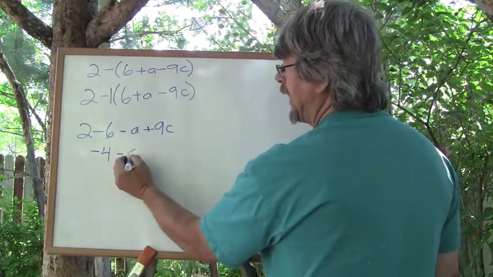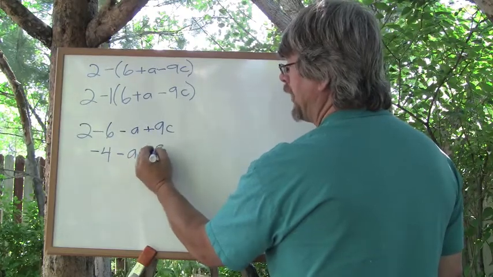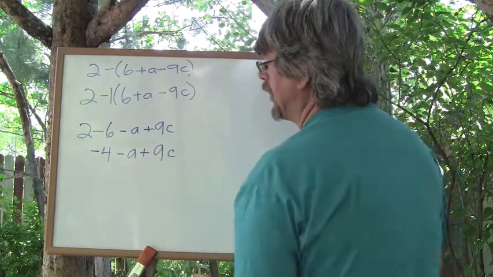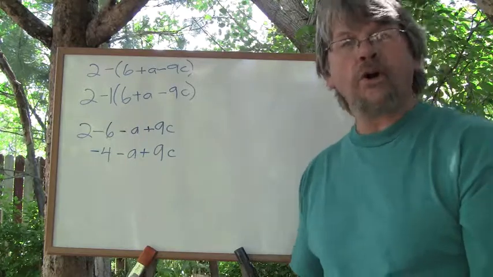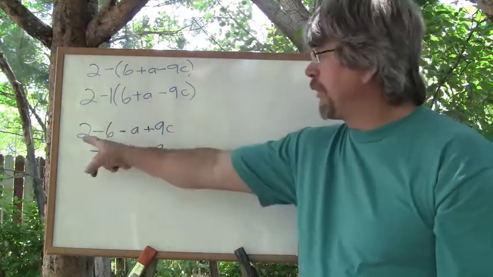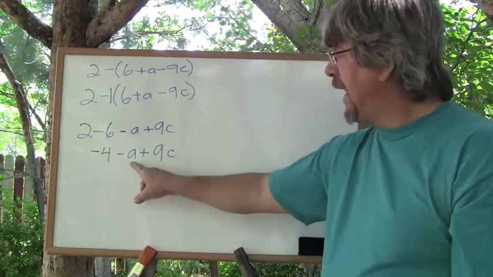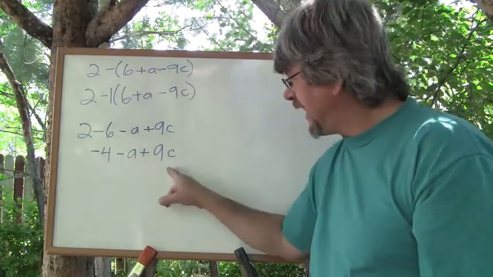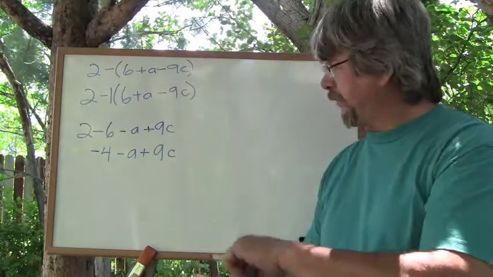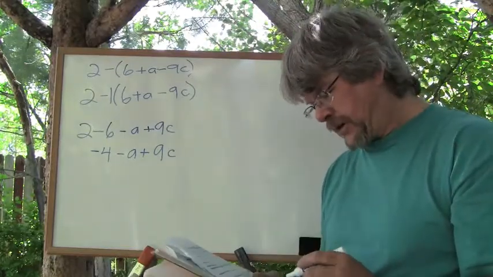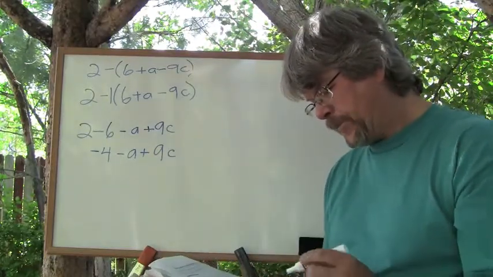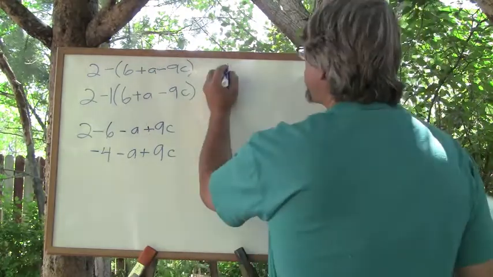Minus a plus 9c. You can see there's no more like terms. The two numbers can be added or subtracted. We got -4a minus c, so this is your final answer. That's as far as you can take that. Okay, let's do another one.